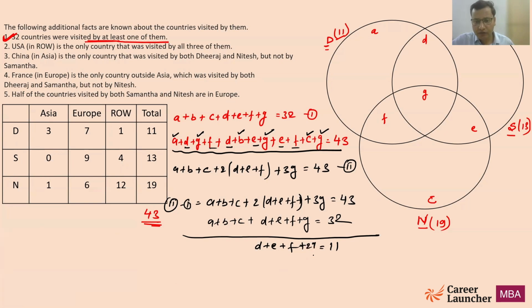I think this much is clear to everyone, right? Let's keep this equation apart for some time. Let's say this is equation number 3. Let's keep this equation apart for some time. Now, let's look at the second statement.